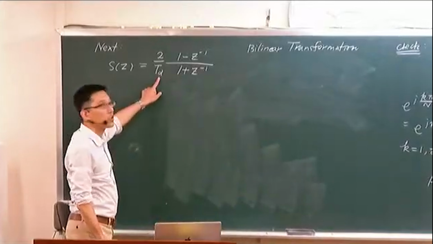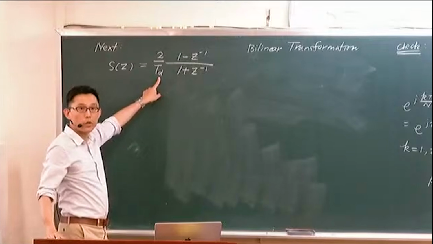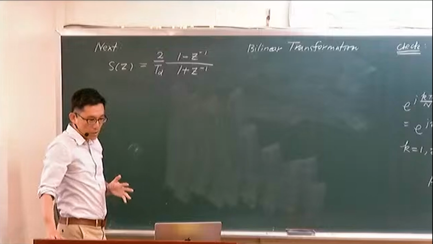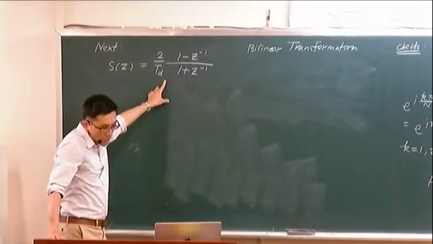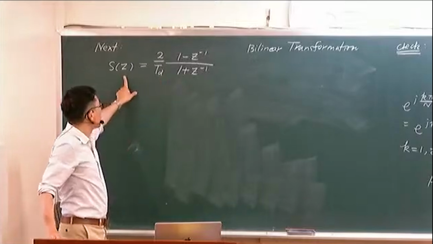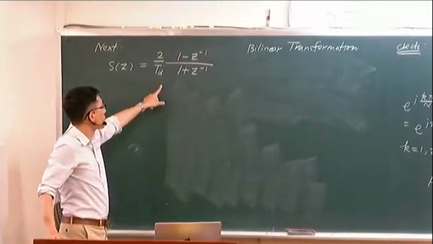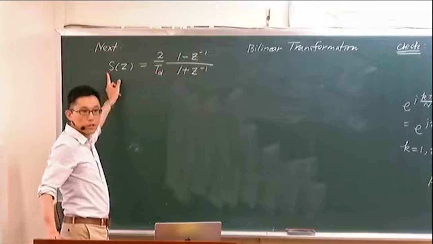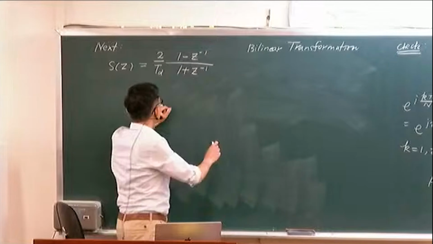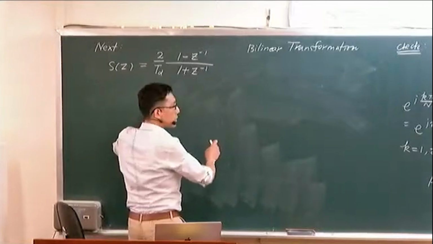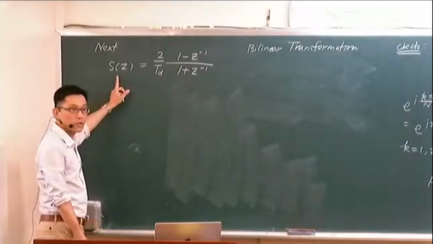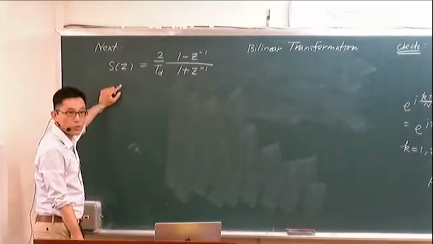Where there's some TD, let's not worry about it for now. It's a factor that can be adjusted, a factor that can be tuned. And so now, this is a transformation that goes from Z to S. And of course, you can also write the inverse transformation, from S back to Z.